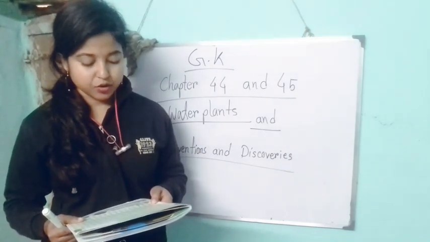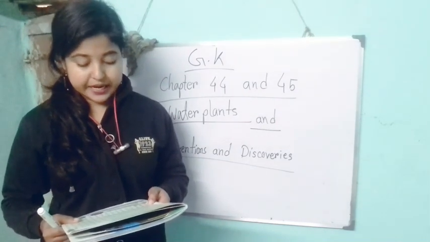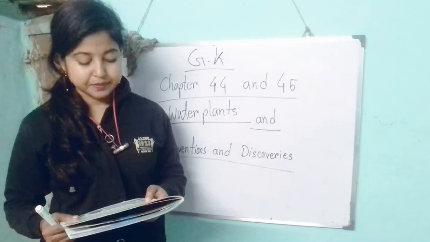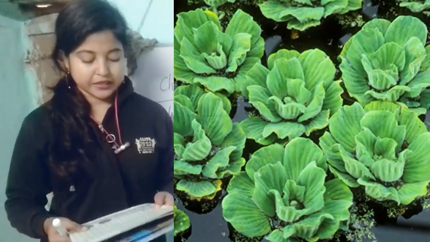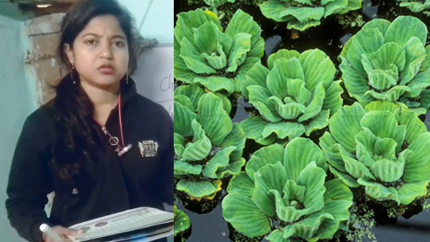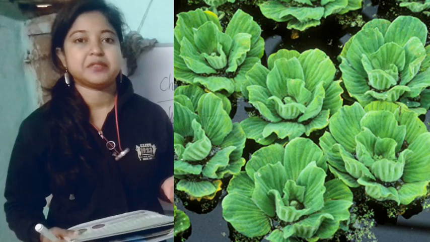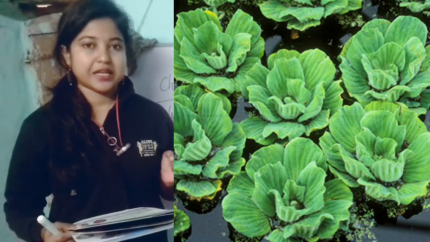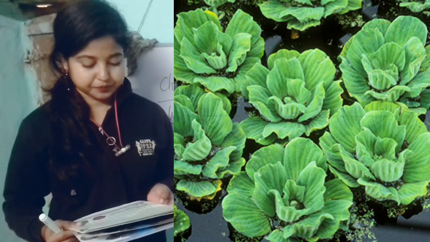Number 8, this floating plant has thick light green leaves that can be eaten. It is capable of forming dense mats on the surface of the water bodies. It is water lettuce. We can eat it. It is edible. That's why it is named lettuce. We eat the lettuce leaves, and this is water lettuce. You can see the image here.